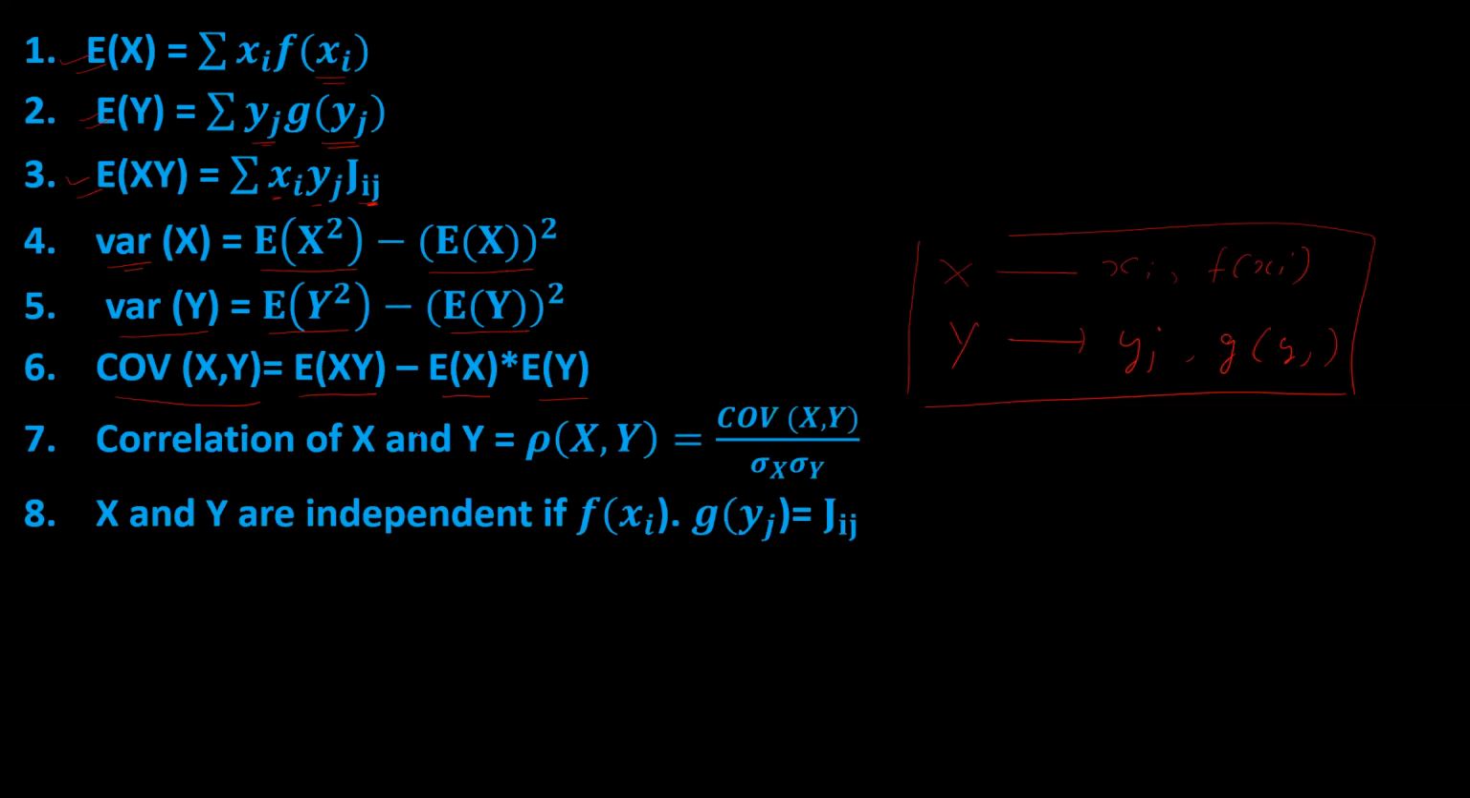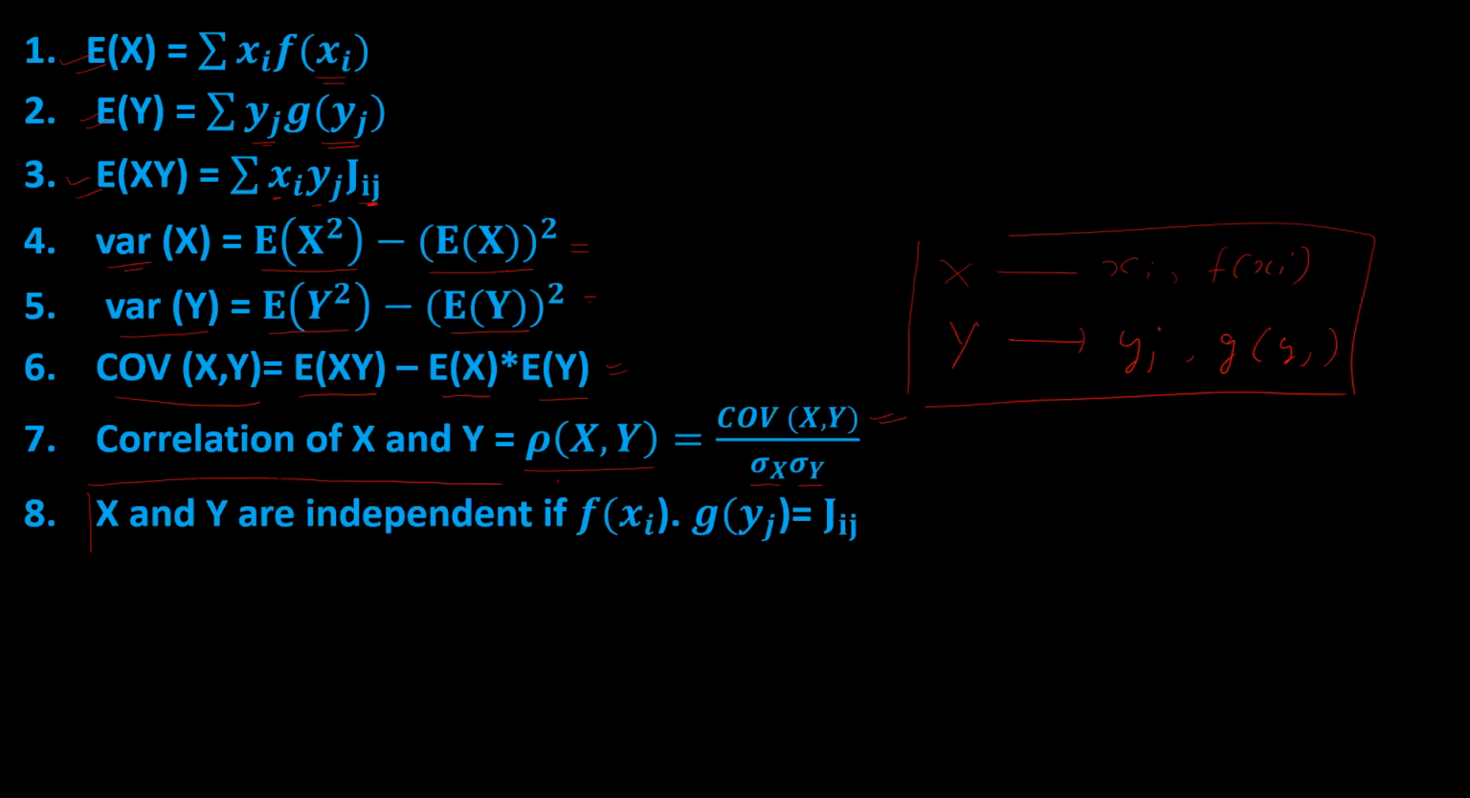Then we have correlation of x and y, to check how the data of x and y are correlated to each other. We denote this with rho of x comma y, and the formula is covariance of xy. We have to first find this part, and then we have to divide by the standard deviation of x and the standard deviation of y. The standard deviation we can get from here: first we find the variance, and then we take the square root, so we get the standard deviation. And this is a very important concept.